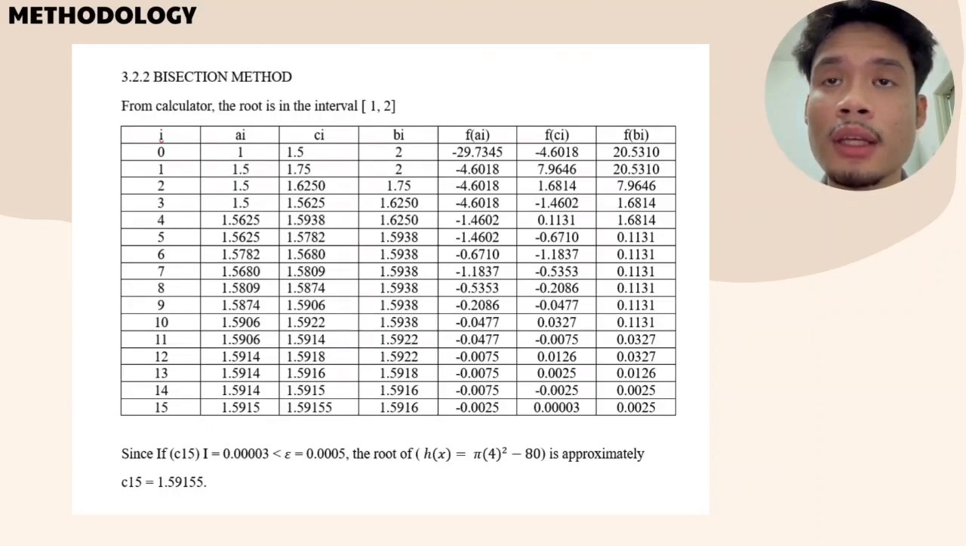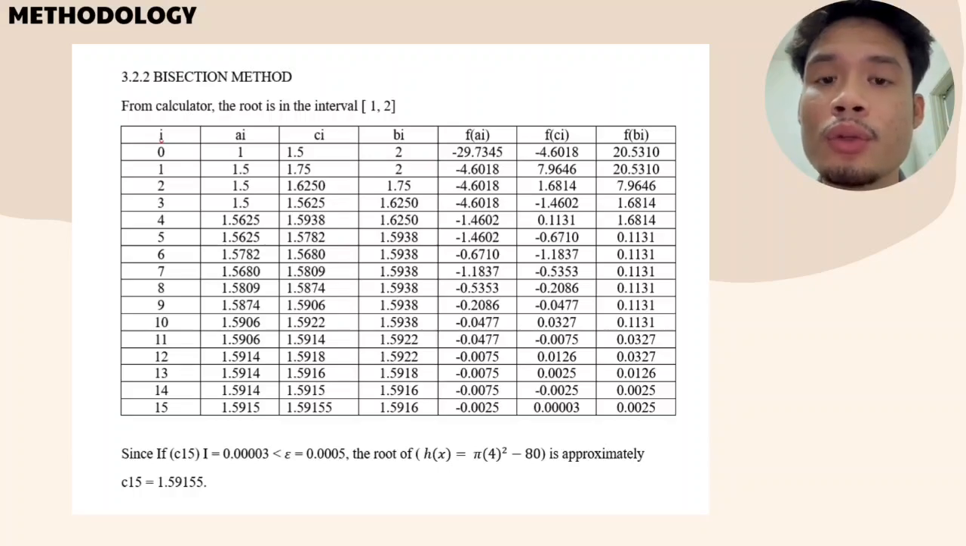After we figure out there's a root in the interval 1 and 2, we do the bisection method, which consists of i, representing how many times you do the calculation, a_i representing the interval root of 1, b_i representing the interval root of 2, and c_i, the midpoint between a_i and b_i. Next is f(a_i), which represents the value of a_i substituted into the formula, the same for b_i, and the same goes for c_i.